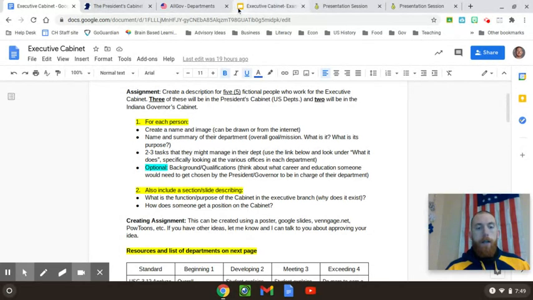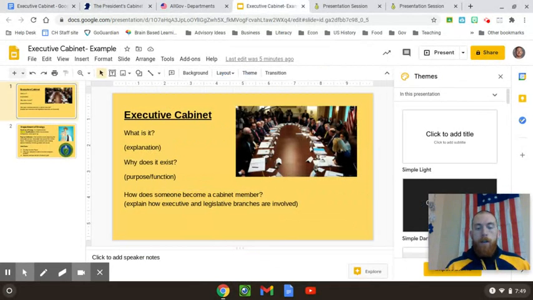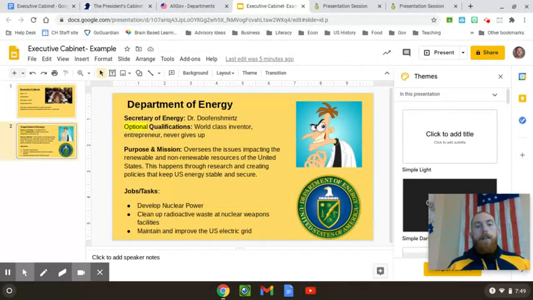So I'm going to show you my example now. So I have the Department of Energy. I'm going to have Dr. Doofenshmirtz be in charge of this one. And this is part of it as well. So if you want to put qualifications, you can. This is optional. But the reason I would choose him for this is he's a world-class inventor. He's an entrepreneur, so he has his own corporation. He also never gives up. So he's someone I think who would be good to be in charge of this department.